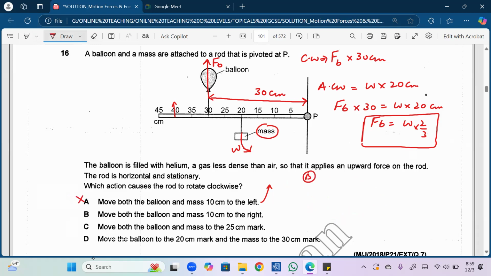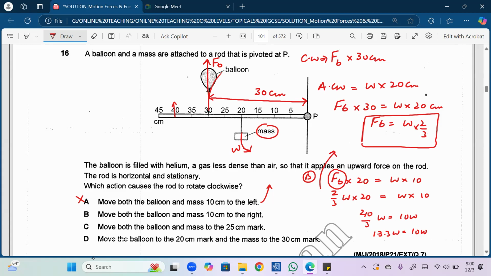If we talk about option B, if we move both the balloon and the mass to the right, what would it be? It would be FB times 20 is equal to W times 10. So if FB is 2 by 3W times 20, is it going to produce the same effect? It is 40 upon 3W, which is 10W. So 40 upon 3 is equal to how much W? 13.3.